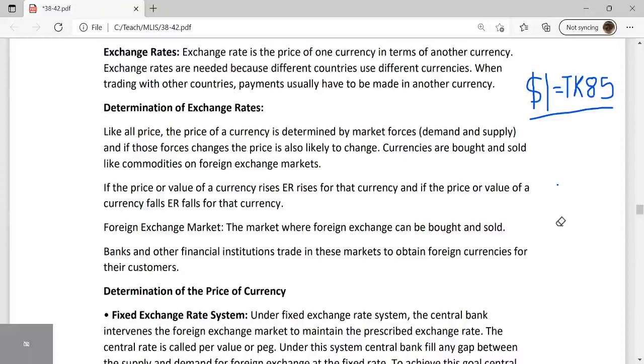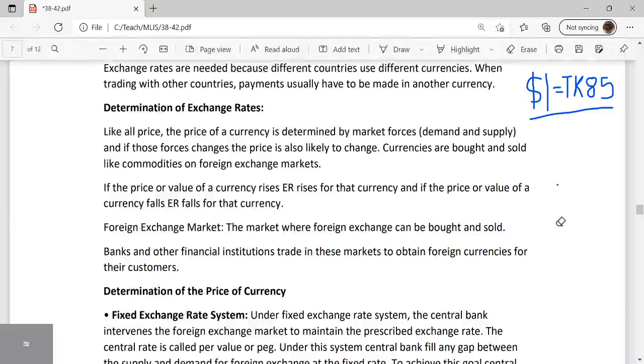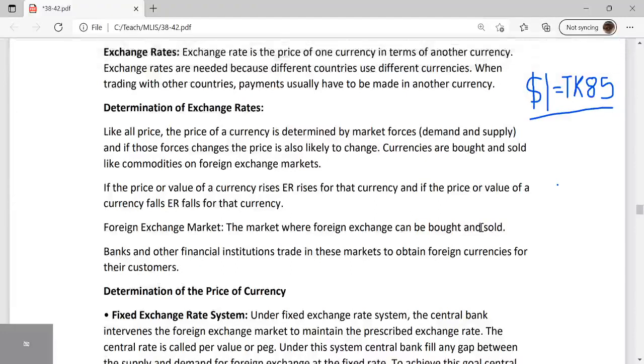The foreign exchange market is a market where foreign exchange can be bought and sold. Banks and other financial institutions trade in these markets to obtain foreign currencies for their customers. So there are many kinds of financial institutions as well as banks where you can come up with this kind of situation where the exchange rate is being used or converted.